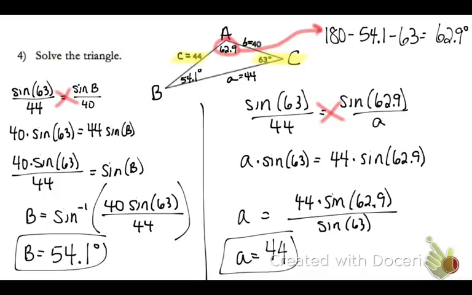Okay, so check your work with mine. I want to note down here for side A, I got 43.96. The 6 told the 9 to round up, and that's why I put 44, and you don't see a decimal on it.